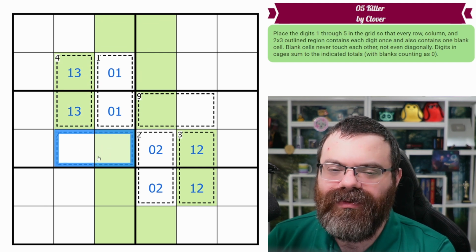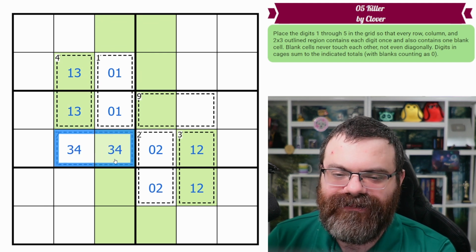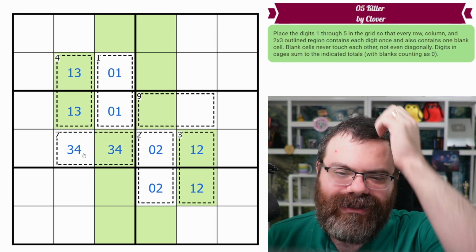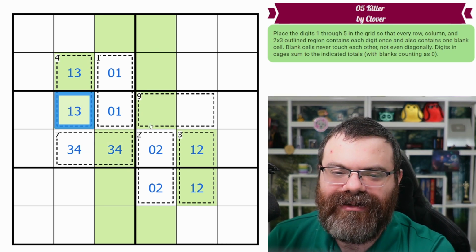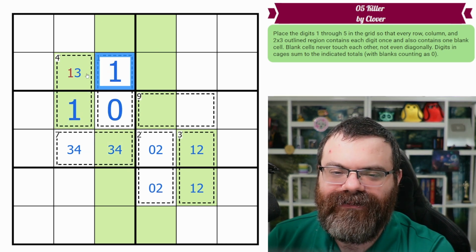Well, if we can't have a 1 or a 2 in the 7 cage, then it has to be 3 plus 4. We're definitely not doing 0 plus 7. That 3-4 pair affects this cell here. That ends up a 1. That resolves all of this.